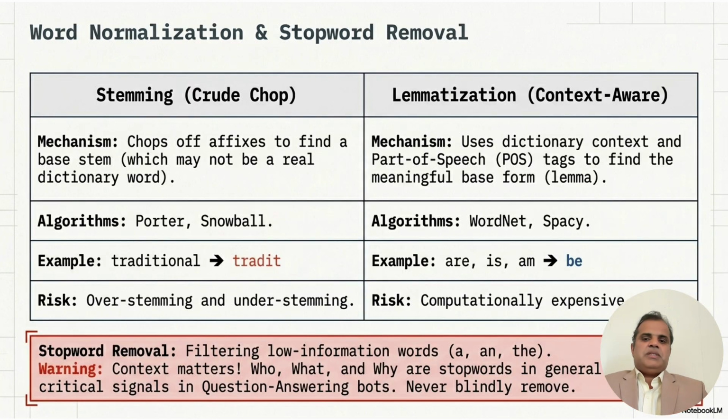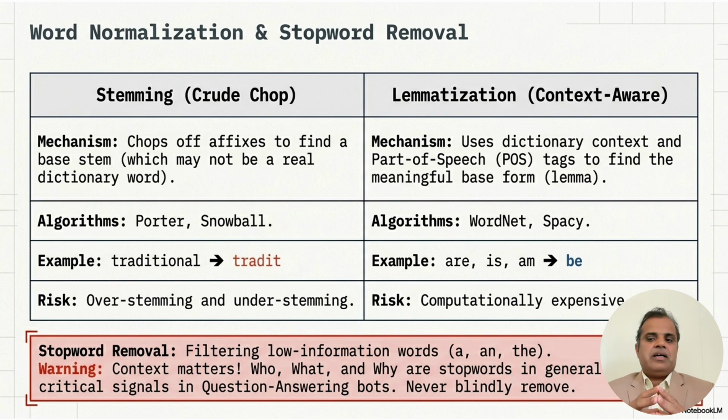Normalization helps us reduce noise by bringing words to their root form. We have 2 main methods. The one is stemming, which is a crude process that chops off suffixes. It is fast but can result in non-dictionary words. Like there is a word traditional, and if we do the process of stemming, maybe the result will be tradit, T-R-A-D-I-T. The other process is lemmatization.